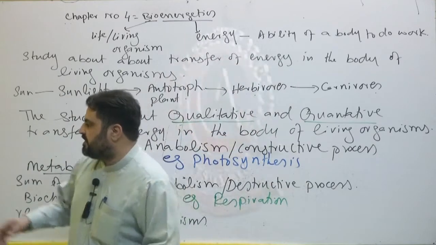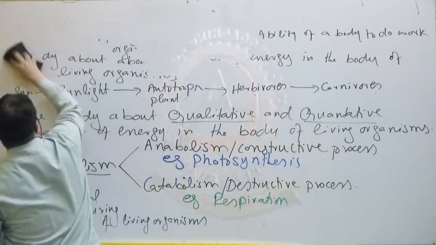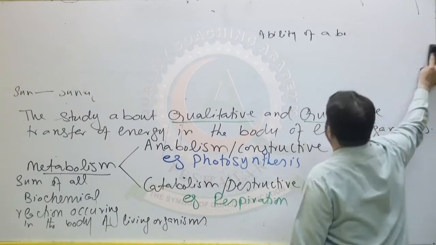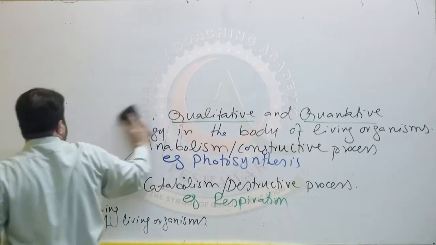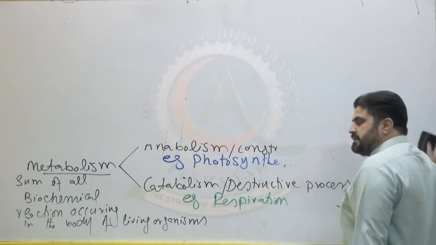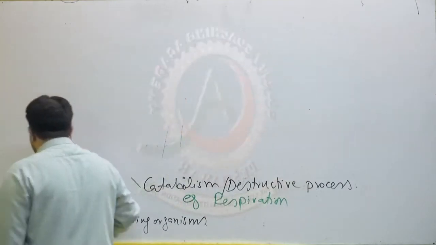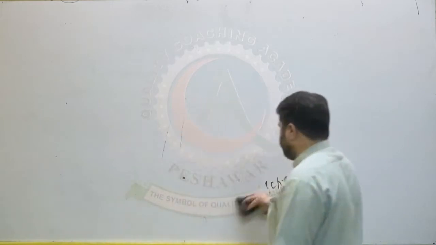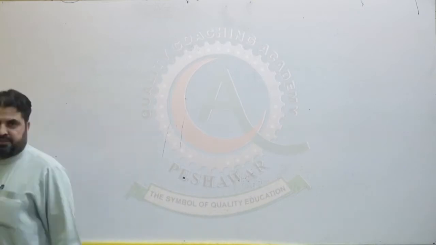So we will first discuss photosynthesis, then later on respiration, and different questions related to this topic. But before going to this topic, you must have an idea about bioenergetics. Bioenergetics is the study about transfer of energy in the body of living organisms, or the study about qualitative and quantitative transfer of energy in the body of living organisms. That's also called bioenergetics. So it means they are concerned with energy.